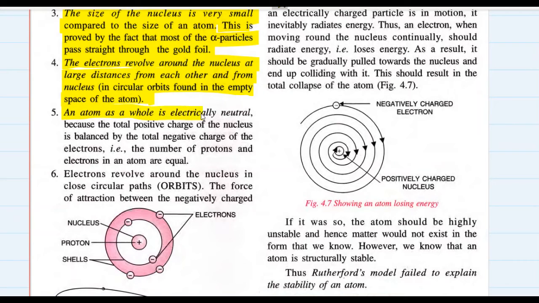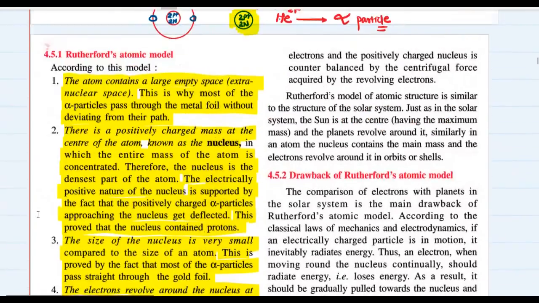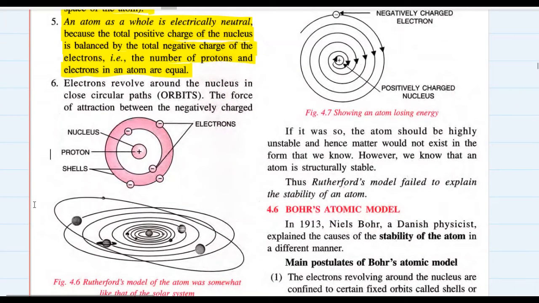An atom as a whole is electrically neutral because the total positive charge of the nucleus is balanced by the total negative charge of the electrons. That is, the number of protons and electrons in an atom are equal. Absolutely correct. But he did not say anything about neutrons because he did not know that there were neutrons. Now we know there are neutral particles in the nucleus, and we will talk about their discovery also. Sixth point suggested by Rutherford.